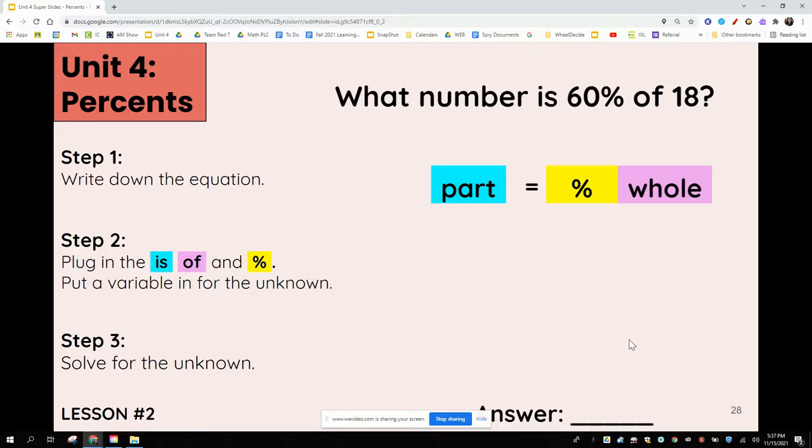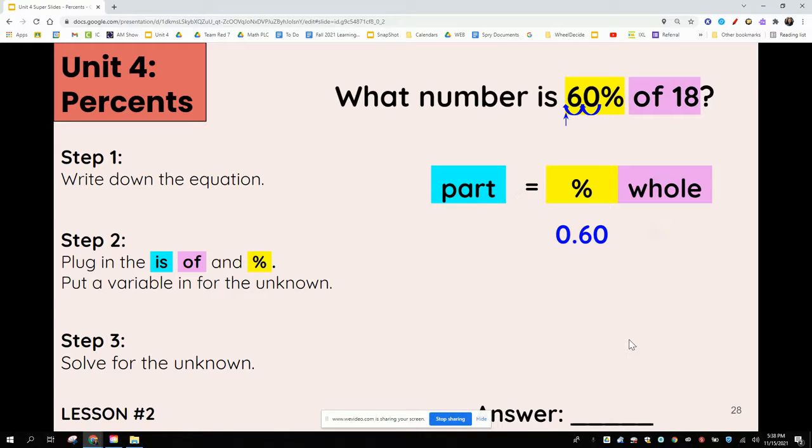What number is 60% of 18? So see how it gives us the 60%? We're going to put that into our equation, but I'm not going to write in 60. I have to turn it into a decimal first. So I'm going to move the decimal over once, move the decimal over twice. That would be 0.60 when I put it into the equation.